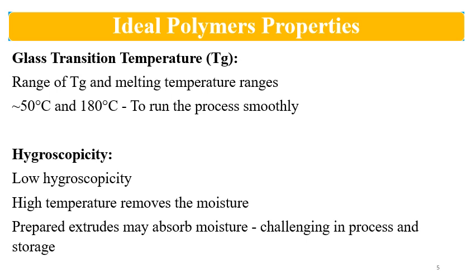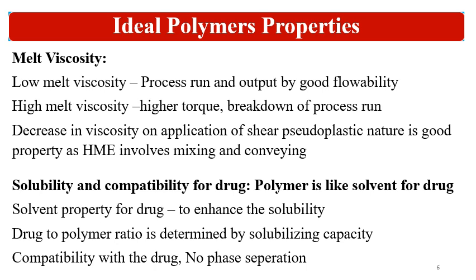The prepared extrude and powder may also absorb moisture, and it may be challenging in the process and storage. Also, the polymer should have good flow so that the feeding of the polymer and the drug mixture will be uniform. Then melt viscosity. As we are providing the temperature to the polymer and API mixture and it is melting, after melting the viscosity of the polymer should not be much higher. So low melt viscosity is desired to run the process smoothly and to get good output by good flowability.